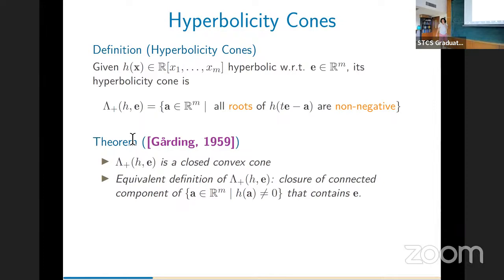And then you can see that this is a hyperbolic polynomial because it has degree 4, and whatever line I take through E, I exactly have 4 real roots, right? And then the hyperbolicity cone, what Gårding proved is that the hyperbolicity cone is this set here. That's why I drew it like a convex set, and the outside may not be convex.